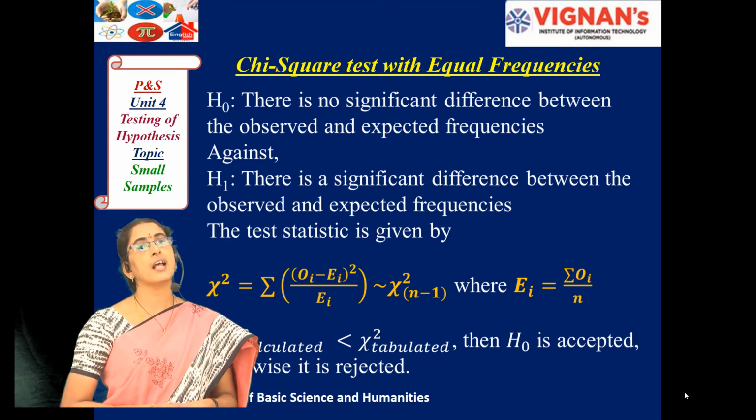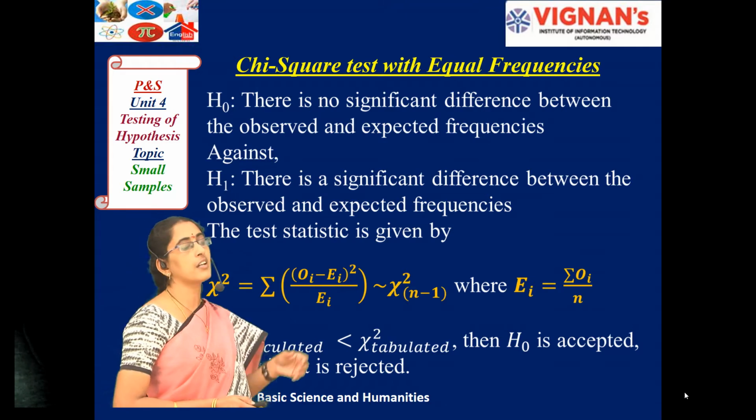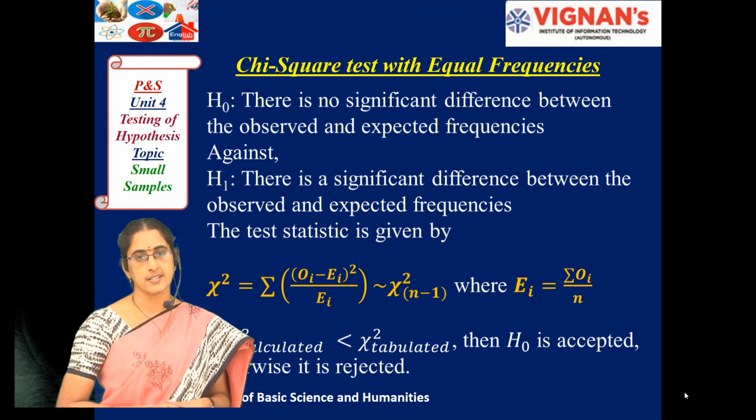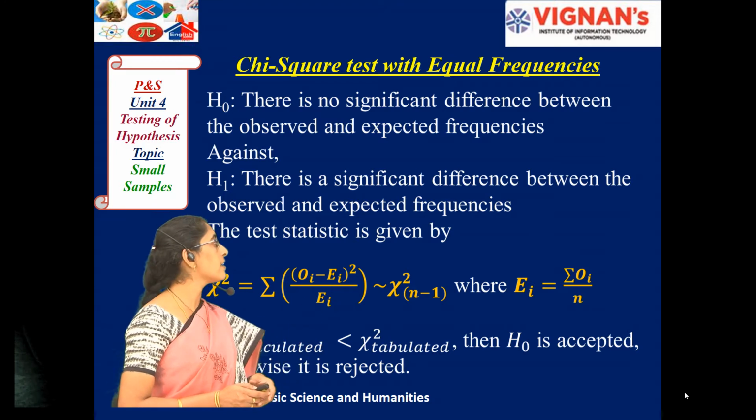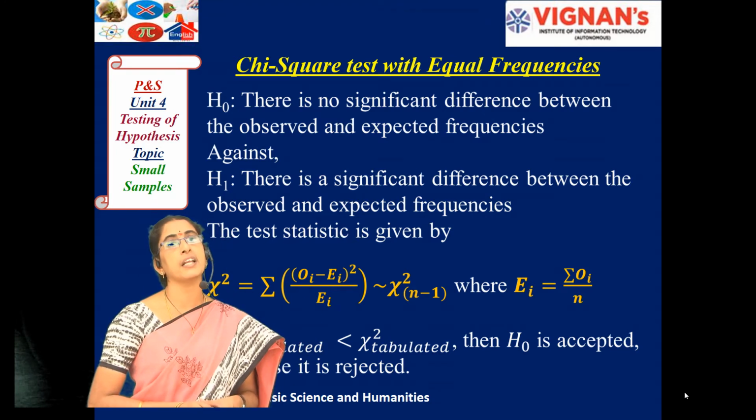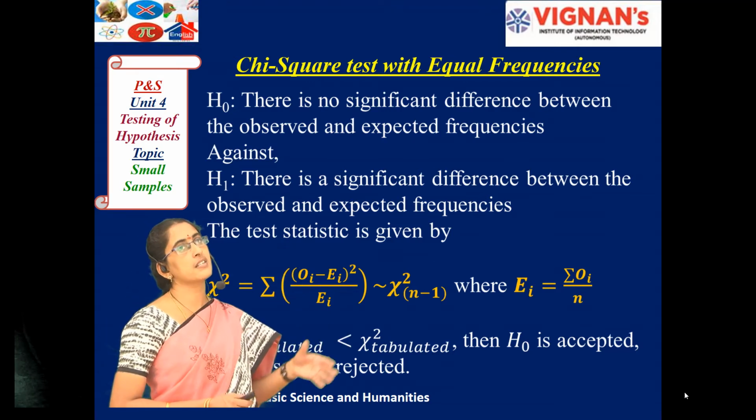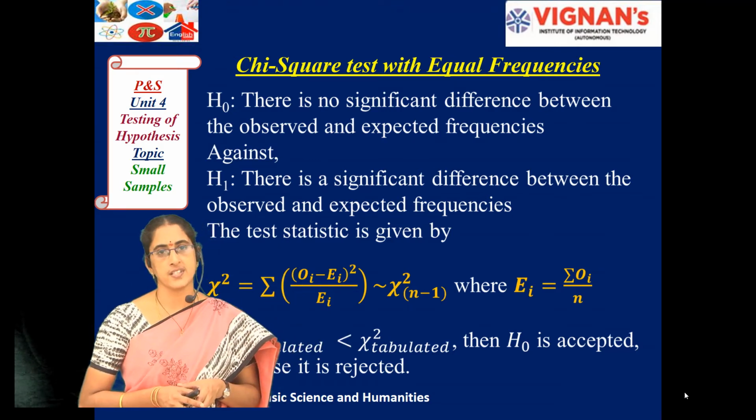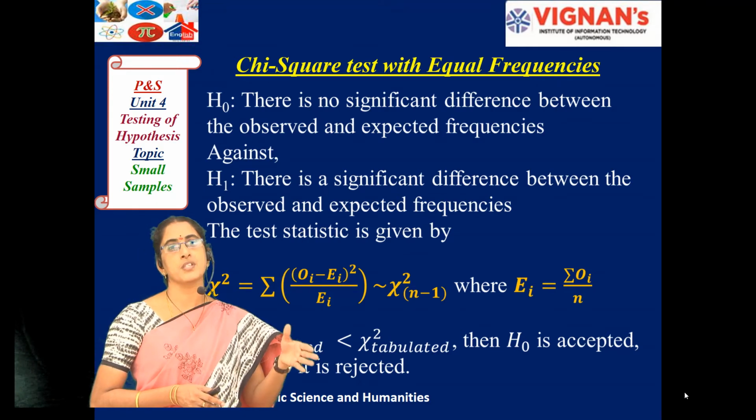So here the tabulated value is obtained at n minus 1, where n represents the number of observations given to us. But here the expected frequency is given by the formula: sum of all the observed frequencies divided by the number of observations, because here the test itself represents the test for equal frequencies. So the expected frequency must be equal for all the observed frequencies.